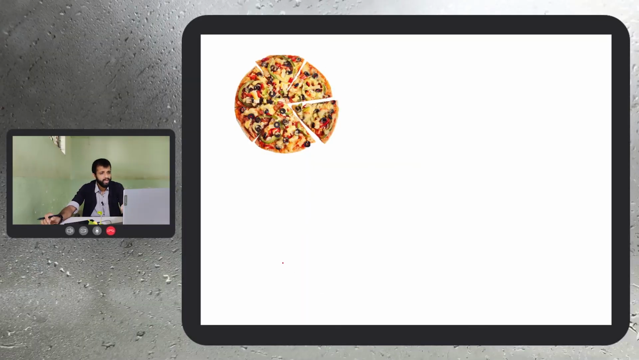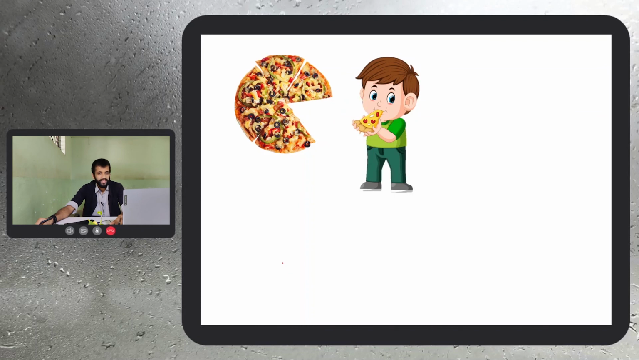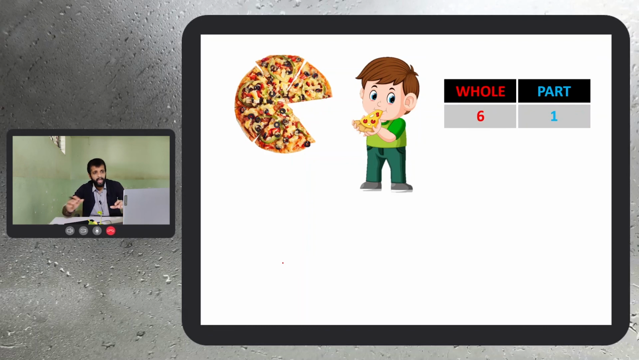Here I have a nice, delicious looking pizza which is cut into 6 pieces, and I offer it to you. So you say, okay, thank you, and you eat one piece. Now in that, the entire pizza was made or comprised of 6 pieces. Okay, the whole pizza, that's the reason I've written the word whole. Made of 6 pieces, out of which you ate 1 piece.